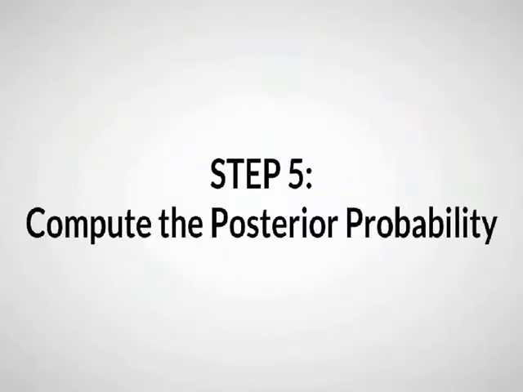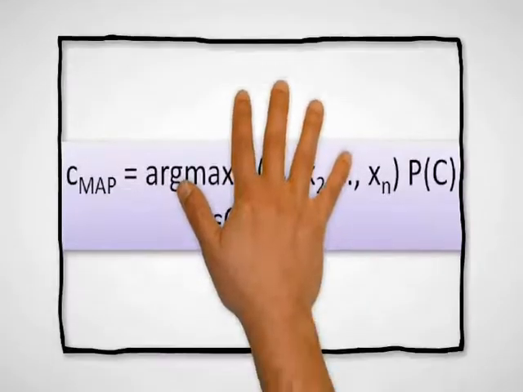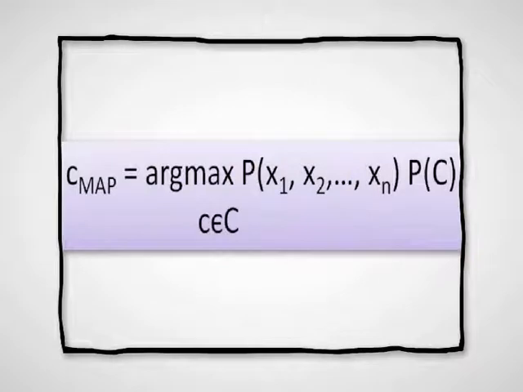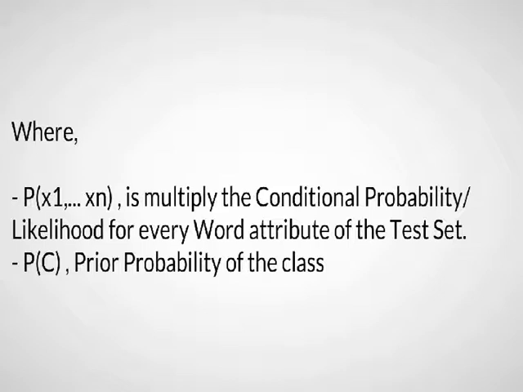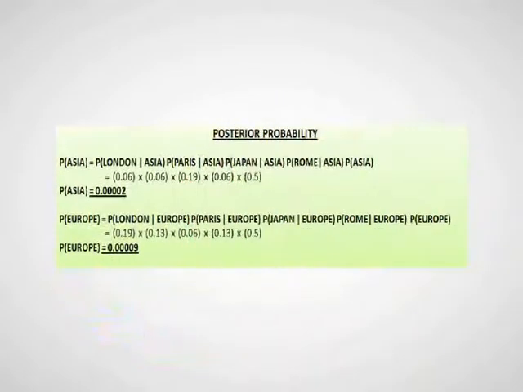Step 5. Compute the posterior probability. Use the Bayes theorem that uses maximum a posteriori, the one that maximizes the probability of the class. Multiply for every feature the probability given the class, where P(x1 to xn|C) is the product of the conditional probability, the likelihood, for every word attribute of the test set. P(C) is the prior probability of the class.